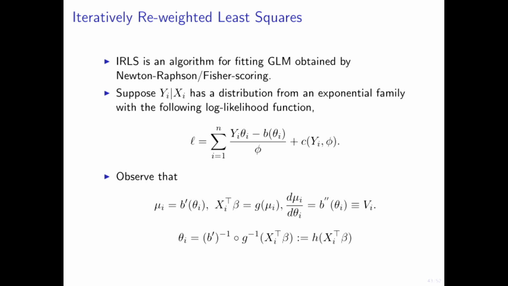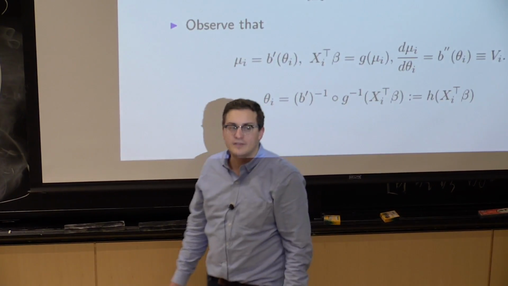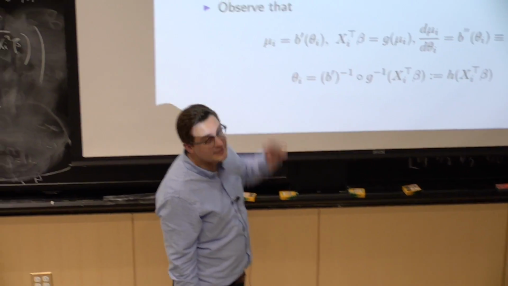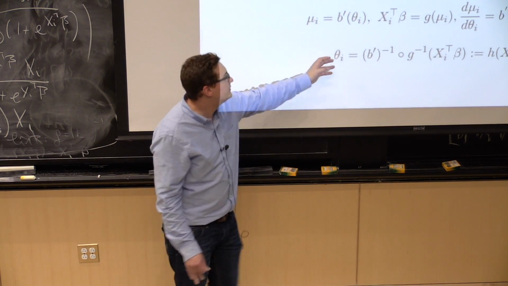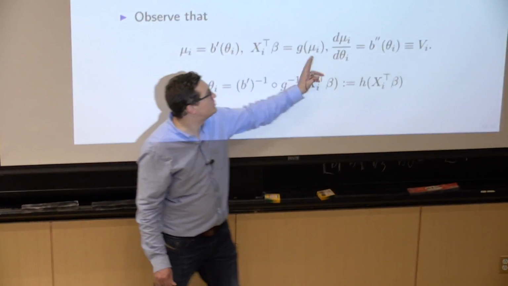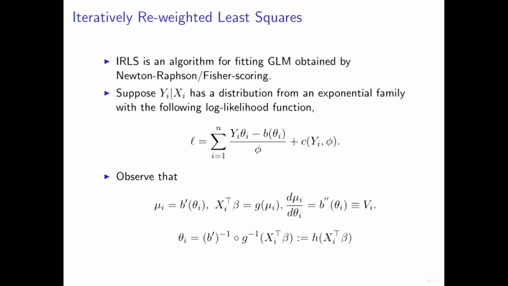That's modeling. Now, if I look at the derivative of mu i with respect to theta i, this is the derivative of b prime of theta i with respect to theta i. So that's the second derivative. And if I call it vi, if phi is equal to 1, this is actually the variance. And then I have this function h, which allows me to bypass altogether the existence of this parameter mu, which says if I want to go from xi transpose beta all the way to theta, I have to first do g inverse and then b prime inverse. If I stopped here, I would just have mu.